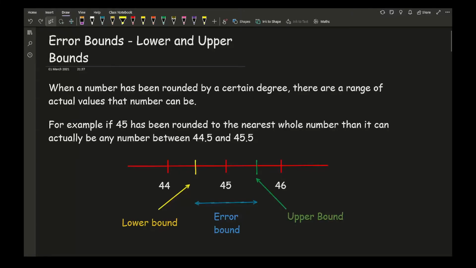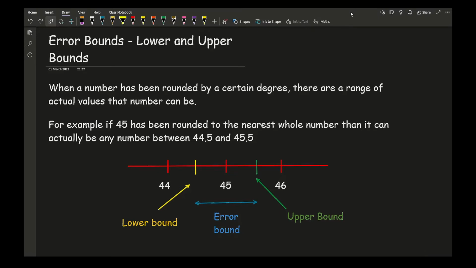Now, when a number has been rounded by a certain degree, so for example, when a number's been rounded to the nearest whole unit, or 10, or 100, or 1,000, or million even, or rounded to decimal places or significant figures, then there are a range of values that the number can actually be. So for example, if you take the number 45 and we know that it's been rounded to the nearest whole number, then that number can actually be any number between 44.5 and 45.5.